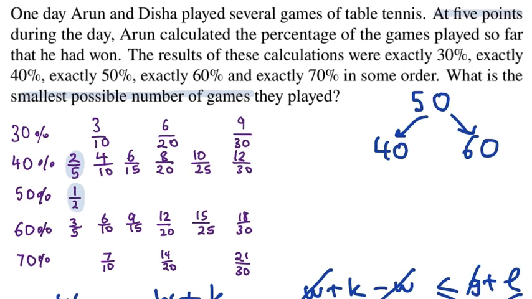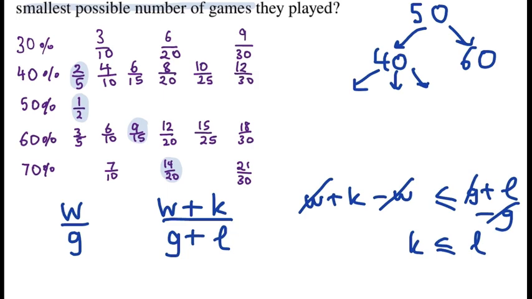So, let's go back to our question. So we had to choose either 30, 60 or 70%. So I'm going to write these all down, 30, 60 or 70. Let's say we go down the 30 route. So we have 3 wins out of 10 games. Well, our next possibility would be 60 or 70.